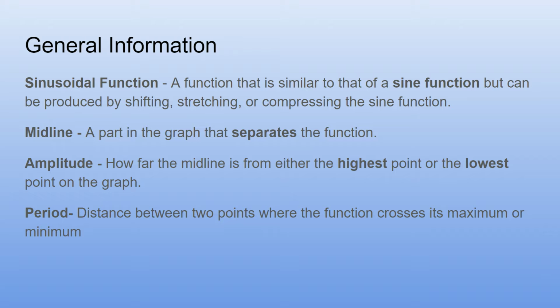Lastly, we have the period, which is the distance between 2 points where the function crosses its maximum or minimum values. And one important thing to keep in mind is that when making these calculations, you need to always make sure the y-coordinates from both of the points are identical to one another. If the y-coordinates are different, you wouldn't find a period but something completely different. So always make sure the y-coordinates are the same.